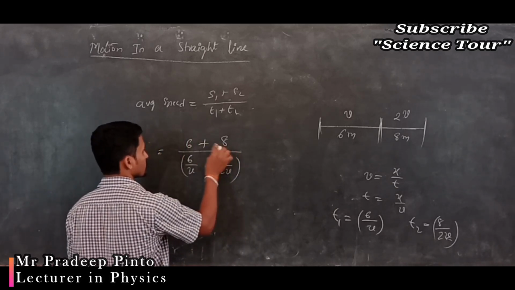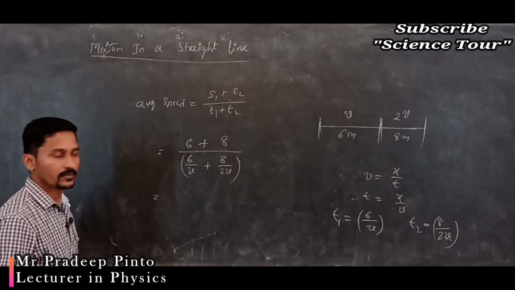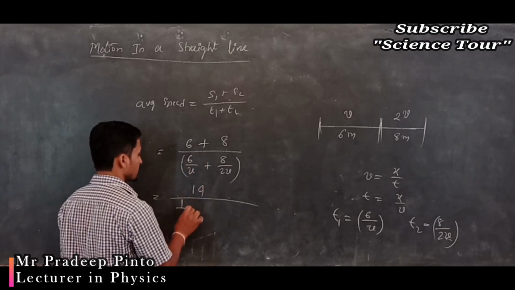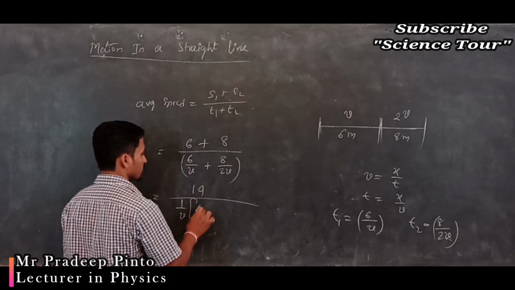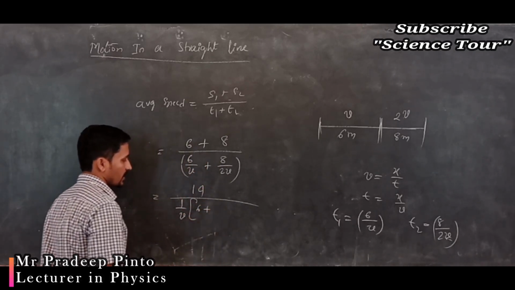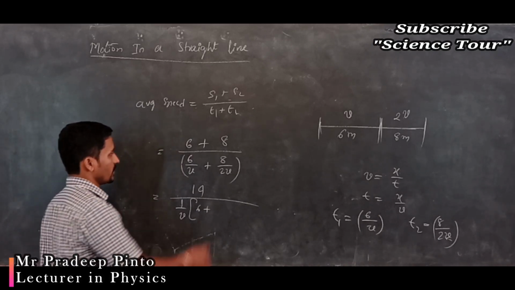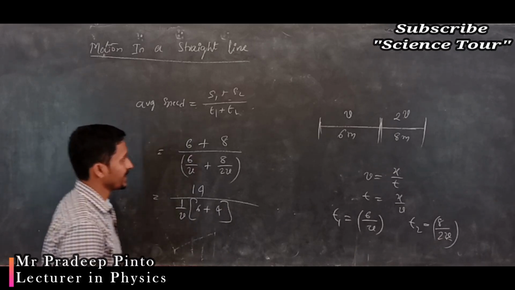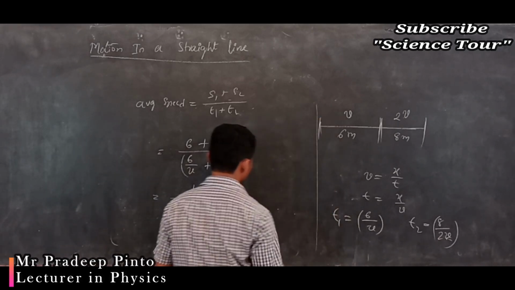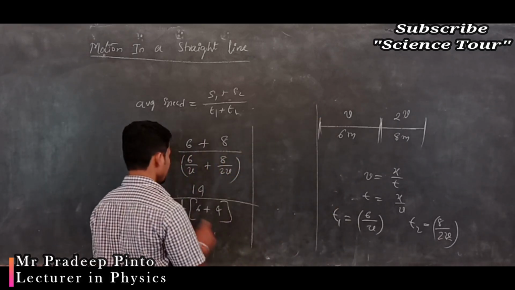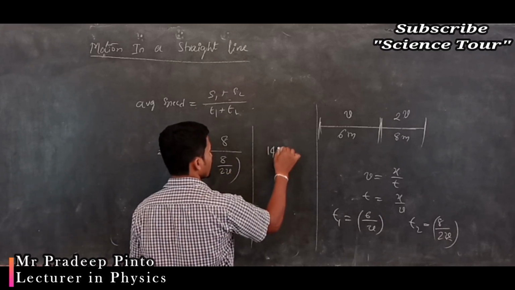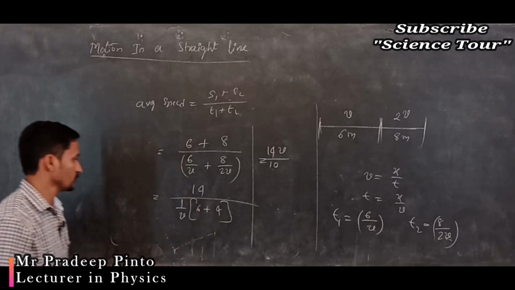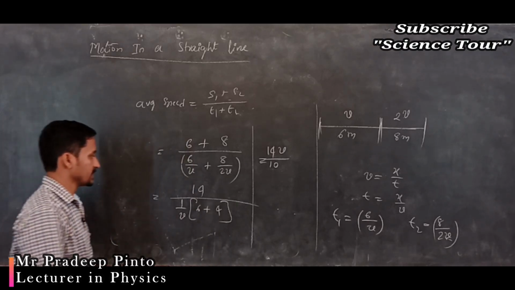So 14 divided by, 1 by V is a common term. So 6 plus, isn't it, 6 plus how much? 4, which is nothing but 10. Okay, so you are going to get 14V divided by 10. Or else, 10 by V.